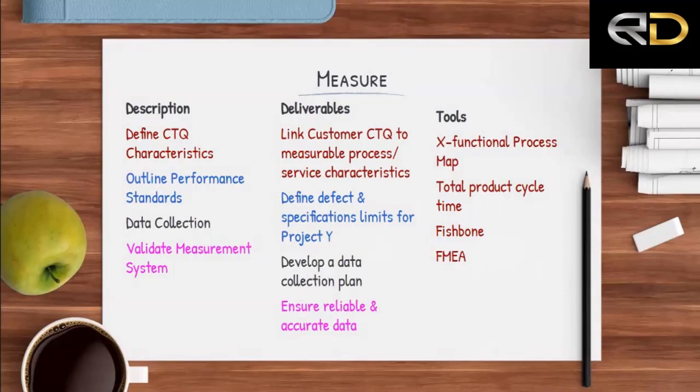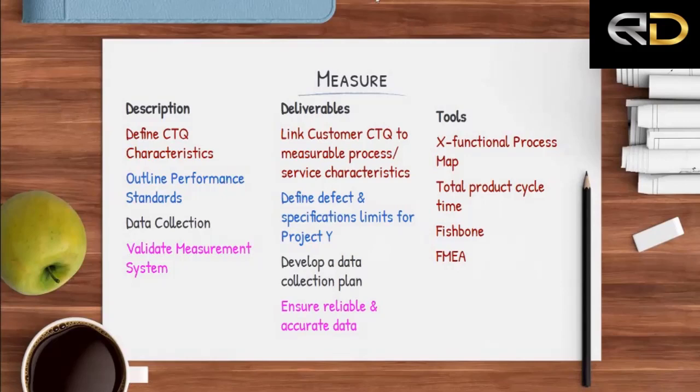And then you should start collecting data. You develop a data collection plan so that you can look for the number of defects at the different stages or steps in your customer journey or the product or service realization. And of course, you should measure and validate the measurement system so that you have reliable and accurate data.